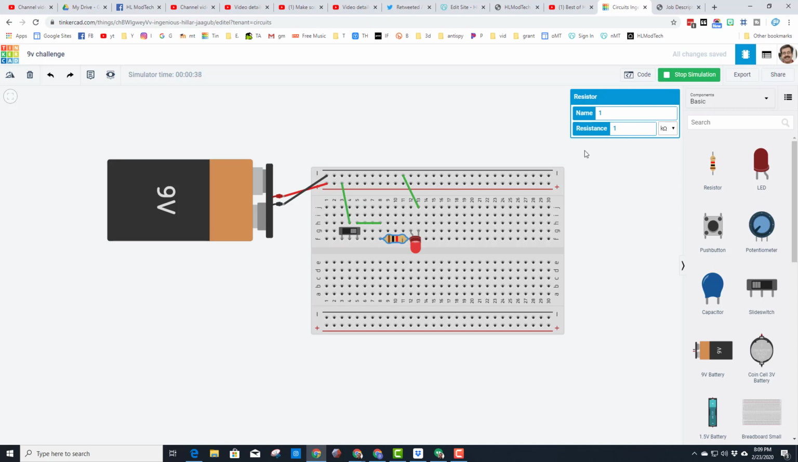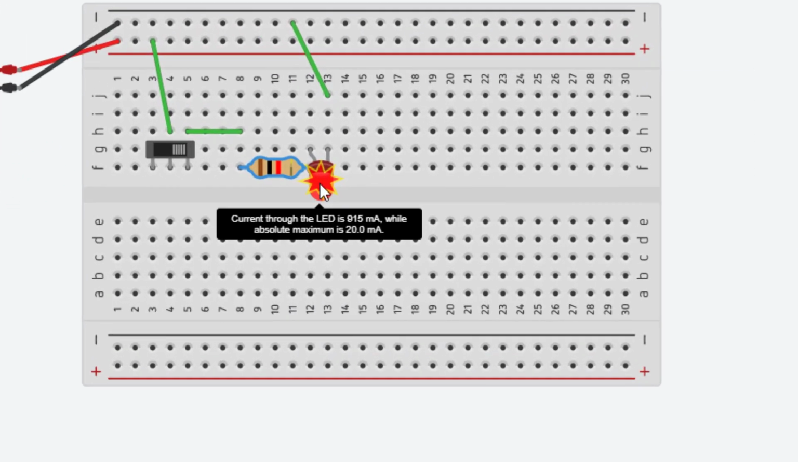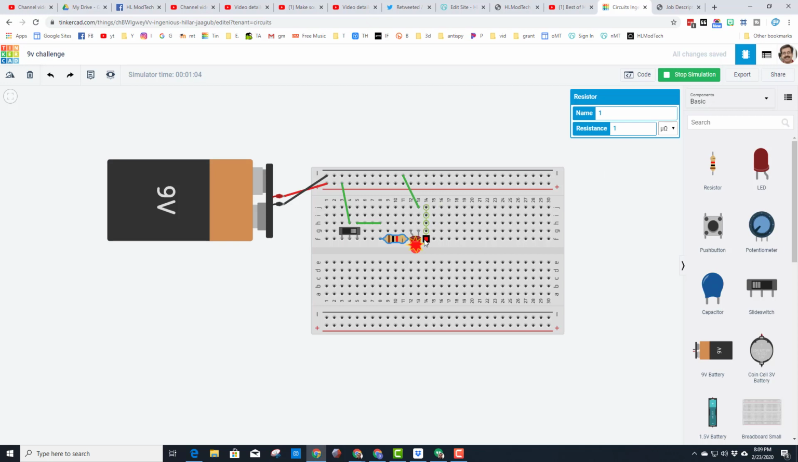While it's running, let's check out what resistance allows us to keep playing and what resistance causes it to burst. So first, let's just be silly and go down to nano ohms, and boom, there's your explosion. And it tells you that the current is way more than the maximum, 915 instead of 20. So if we do these ohms, no luck, these ohms, no luck. If we go back to just plain ohms, still no luck, because that's 1 ohm total. If we make it 100, boom, our LED is back alive.